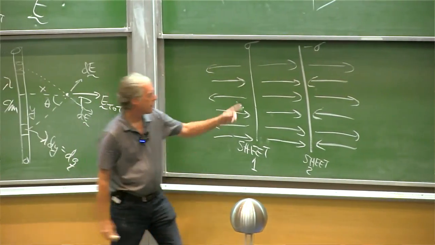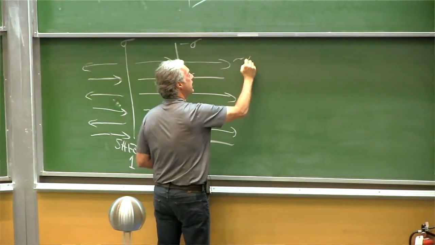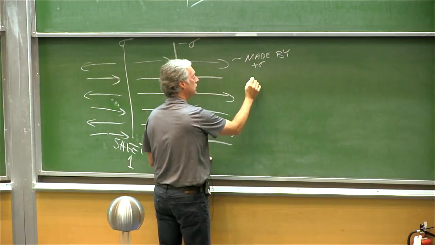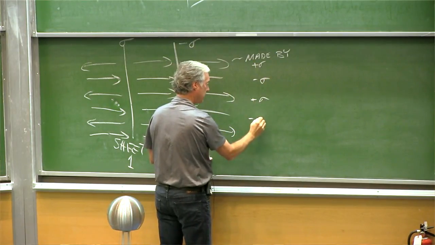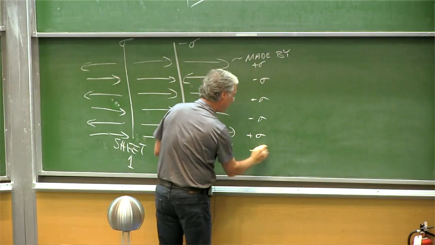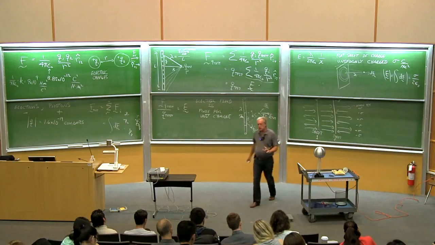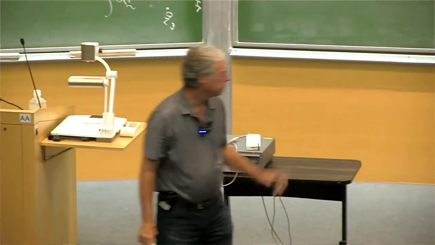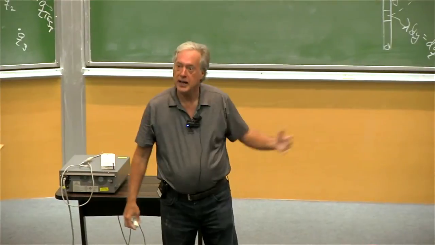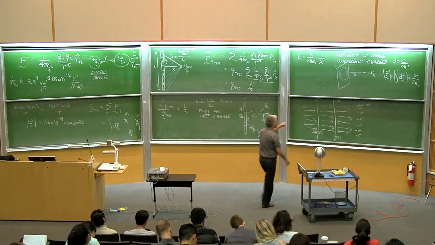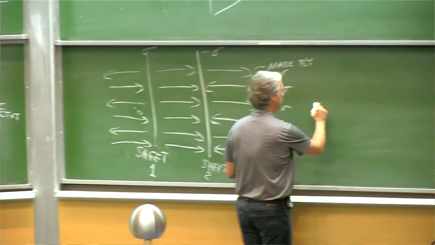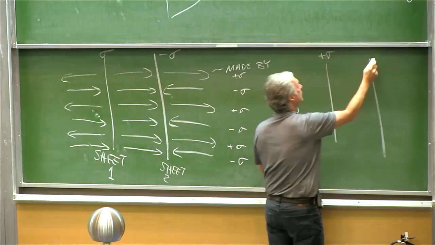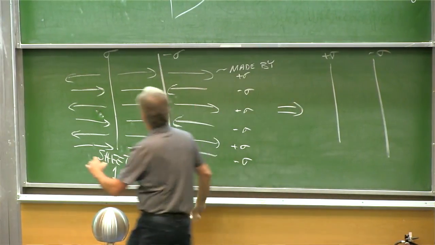All right. This one made by plus sigma, minus sigma, plus sigma, minus sigma, plus sigma, minus sigma. The electric field is independent of the distance from a uniformly charged sheet. Both of those sheets are there. Now let's add it up. What does that equal? Here's our plus sigma, minus sigma. Now let's add them up.